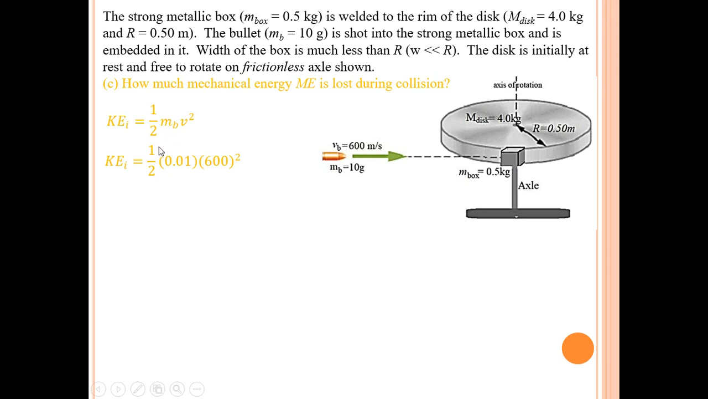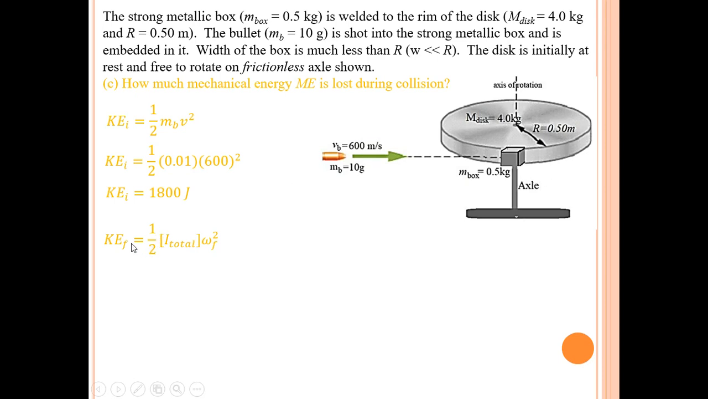So we plug in stuff we know. The function for it is 1/2 m v². In this case, m is the mass of the bullet, and the mass of the bullet is 0.01. It is initially moving at a speed of 600, and we'll square that. All that calculator work is going to yield 1800 joules. So that's your initial kinetic energy. But now we've got to find the final kinetic energy. So the final kinetic energy here is simply due to rotation because the system is fixed to an axle. So therefore it's just spinning. It is not moving linearly.